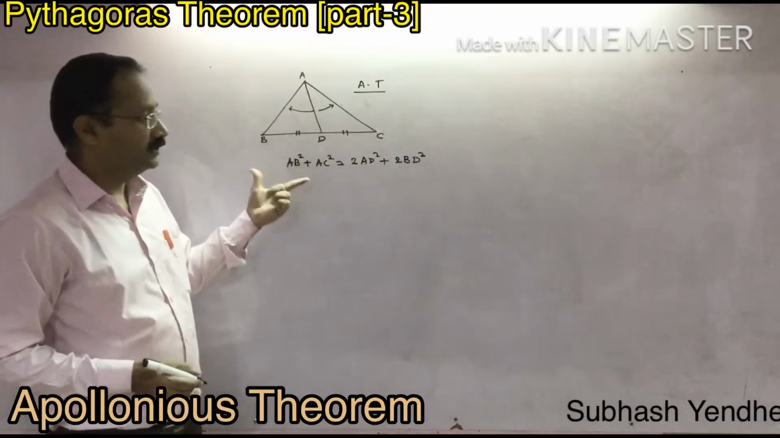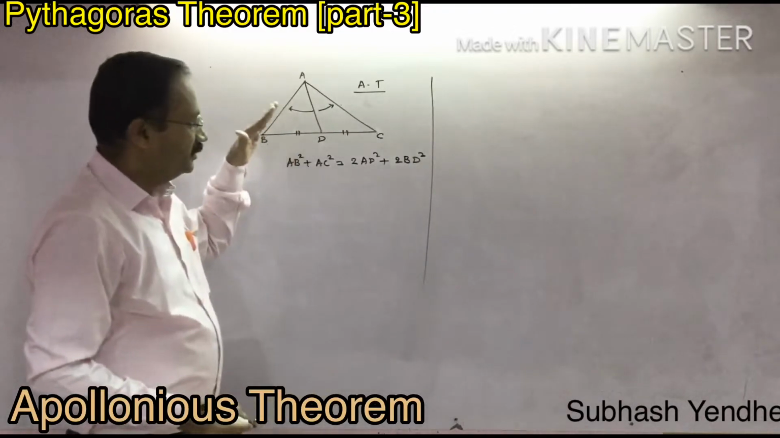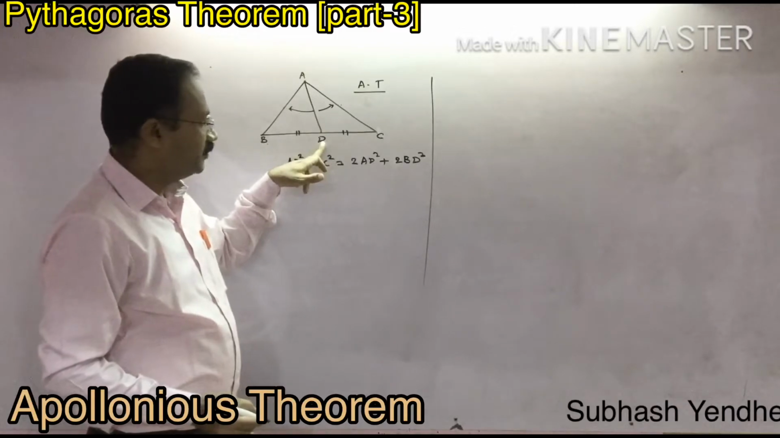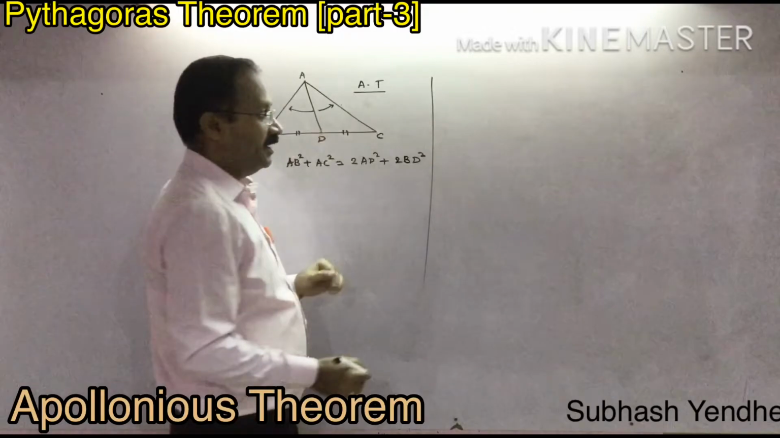So again I am going to tell you the application of this one. In this one D is the midpoint, AD is the median. Then we are going to use the Apollonius theorem. But its application is there.